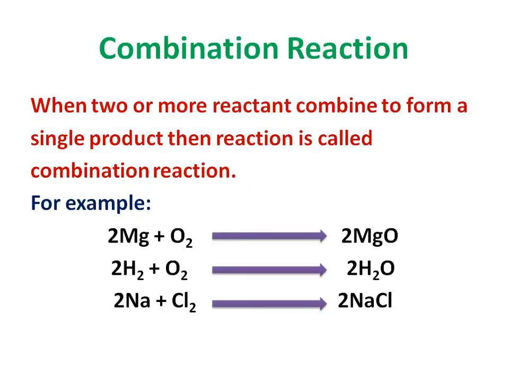First of all, we deal with the combination reaction. So what is combination? As the name suggests, a combination reaction is the combination of 2 or more reactants to form a single product. For example, on your screen there are 3 examples. When magnesium combines with oxygen, it forms magnesium oxide. When hydrogen combines with oxygen, it forms water molecules, and so on. So this is a combination reaction, meaning the addition of 2 or more reactants.